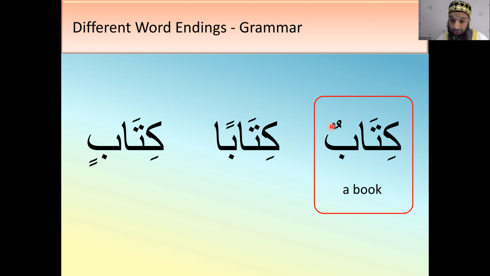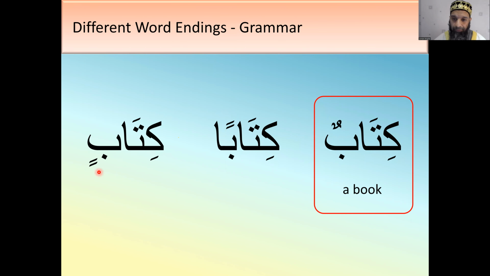Right? So kitabun means a book. And remember, I said the default, when you write a noun down, it always ends in double dhamma, double pesh, right? So kitabun is how you write it. Sometimes something usually is going to happen before in the sentence that is going to cause the double dhamma to change, right? These are different cases in Arabic. This is a case ending in double dhamma. This is another case, and this is another case, right?